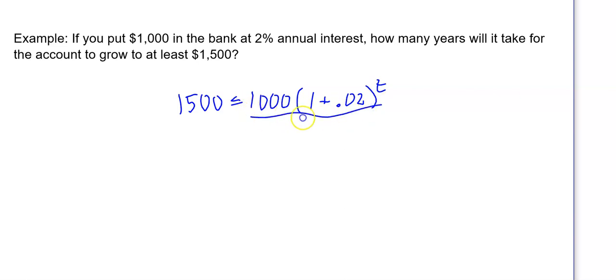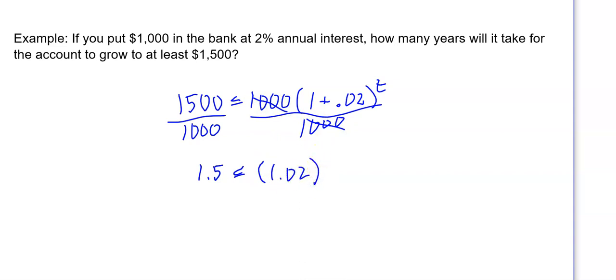So I'm going to divide by 1,000 here. So that's 1.5, less than or equal to, this cancels. That's in the parentheses, 1.02 to the T power. How many years will it take to grow to that? So 1.02 to the what power will that be?